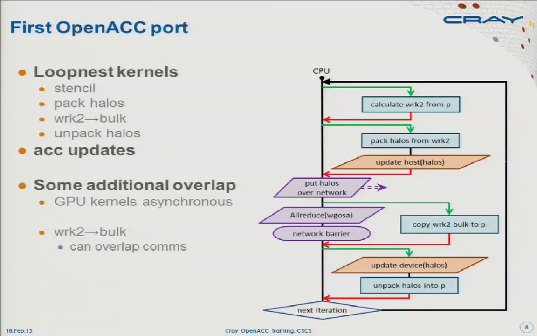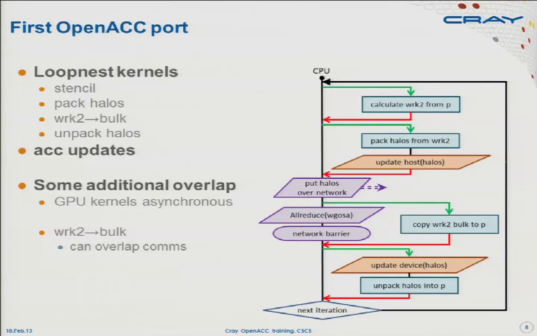On the GPU, when you first start porting it, you basically take this and you offload these boxes to the GPU. So you do the stencil on the GPU, and then you synchronize, then you pack halos. Because you've synchronized here, you know that work 2 is finished and it's ready to pack the halos out. And then you send those halos back to the host when they've been done. Then you need to synchronize to make sure they're on the host, and then you send them over the network.